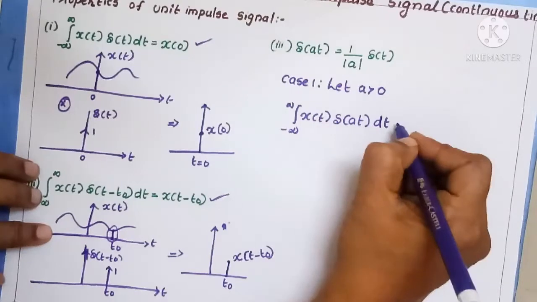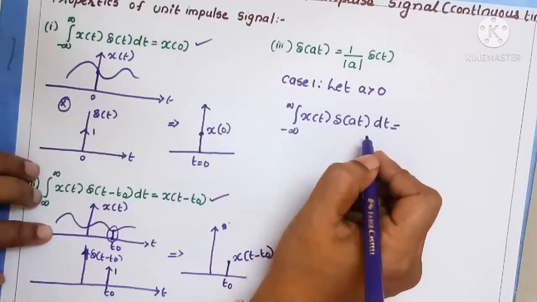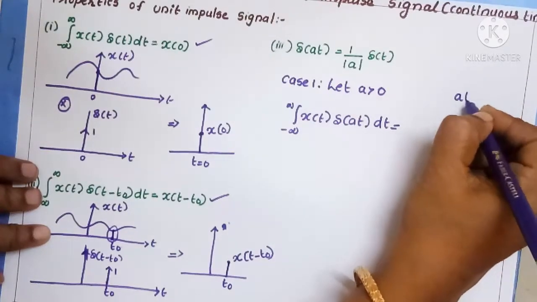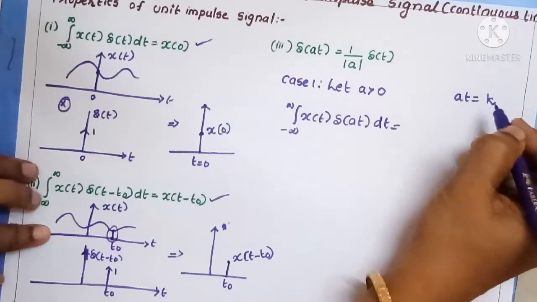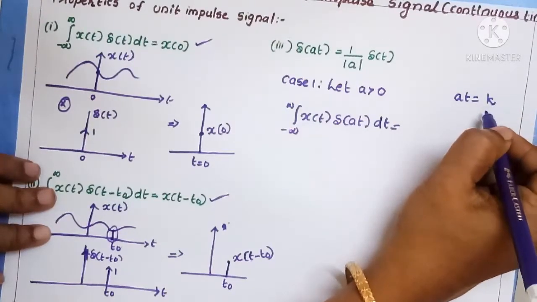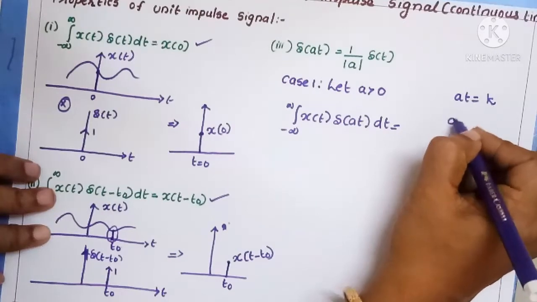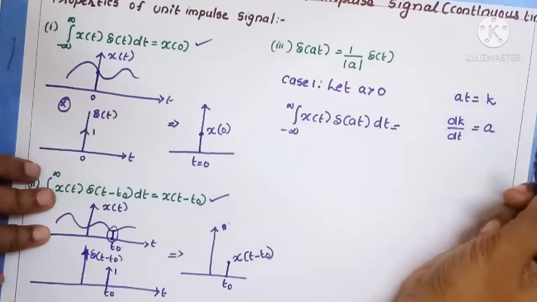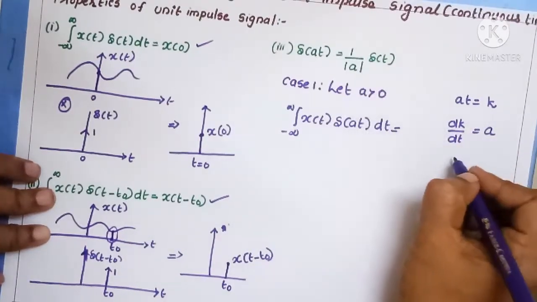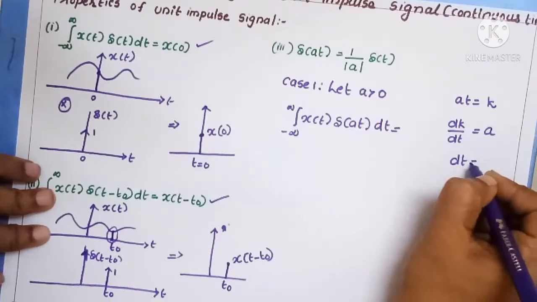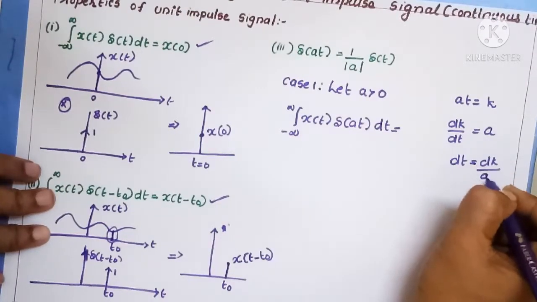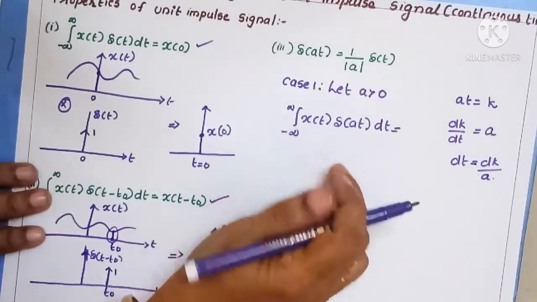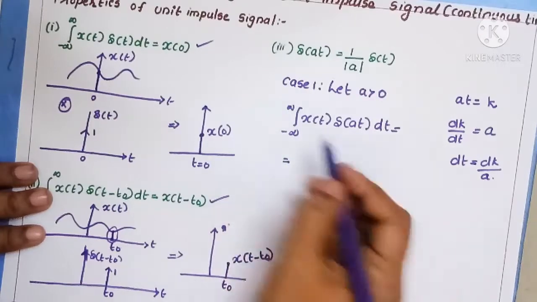Also, to integrate this function, first you take at as k. Then differentiate this k with respect to t. So you will get dk by dt should be equal to a. Then what is the value of dt from this equation? dt becomes dk by a. Then we can substitute these values into this function. Also, what are the limits?